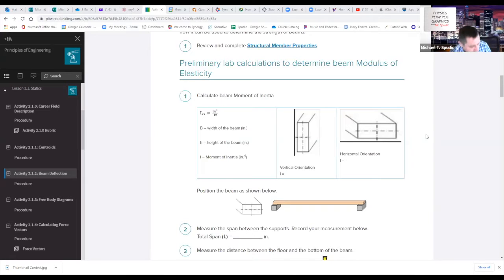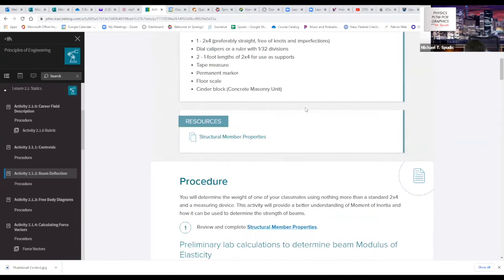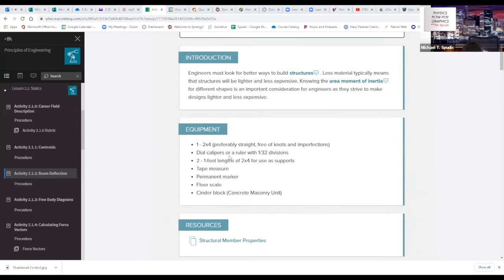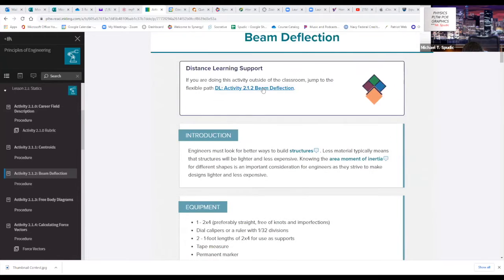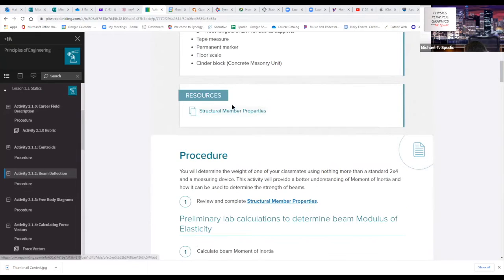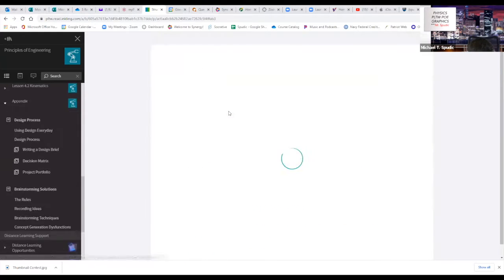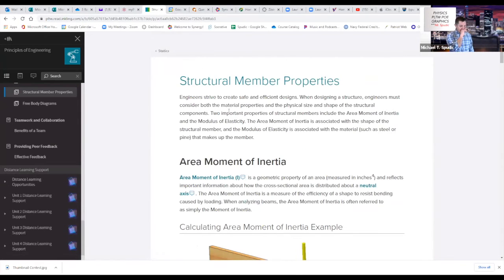Okay. All right. So let's get this party started here. So you are looking at notes, so everyone sees where we're going. We're going to activity 2.1.2 beam deflection. You'll actually be doing the distance learning. Don't click on it, but you're doing the distance learning next class. But we will use the structural member properties tab. Okay. And here is our lecture.